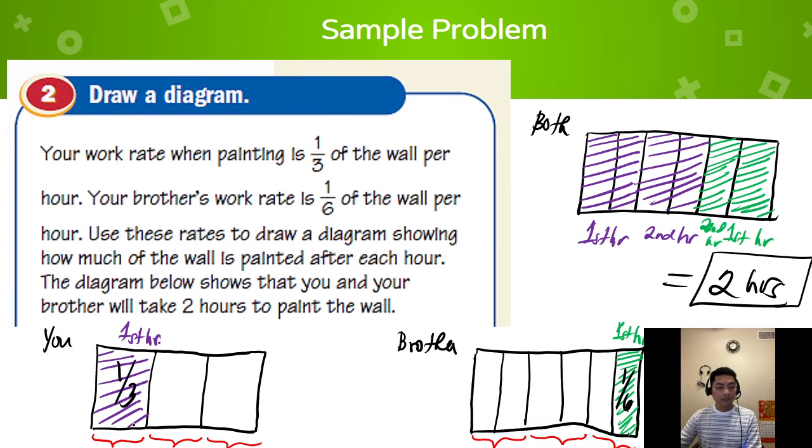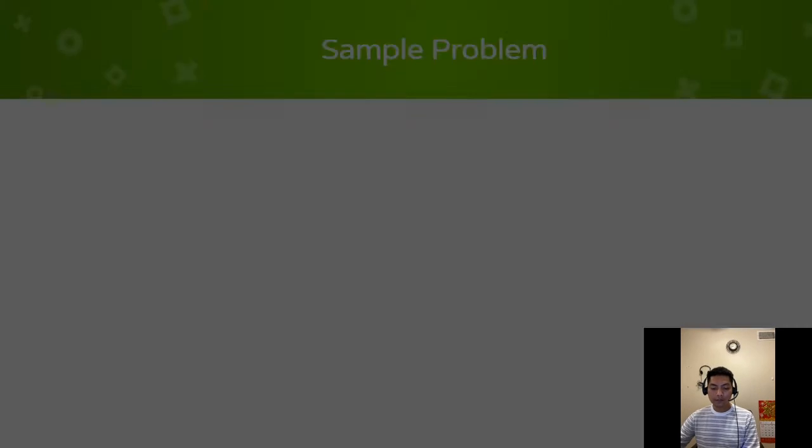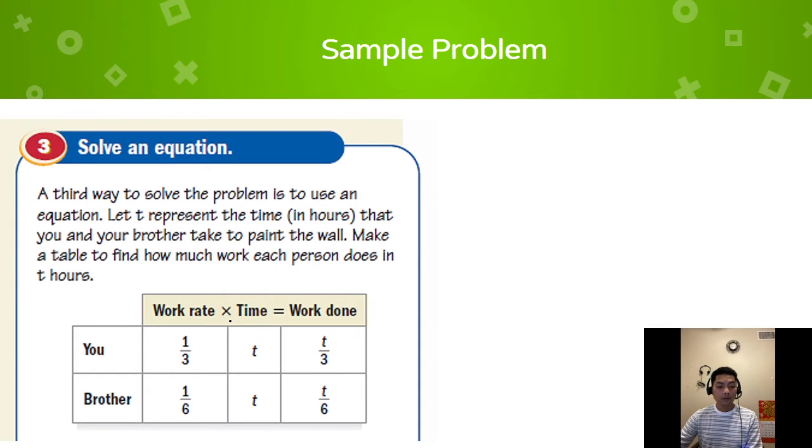How many 1/3s do we need? We need 1, 2, 3 1/3s. So we need 3 hours for you to finish the job. And in here, we have 1, 2, 3, 4, 5, 6, 6 1/6s for your brother to finish the job. So it entails 6 hours for him. So that's the meaning of work rate times time equals work done. Now, if we multiply 1/3 to time, that's then t over 3. Same with 1/6 times time, that's t over 6.